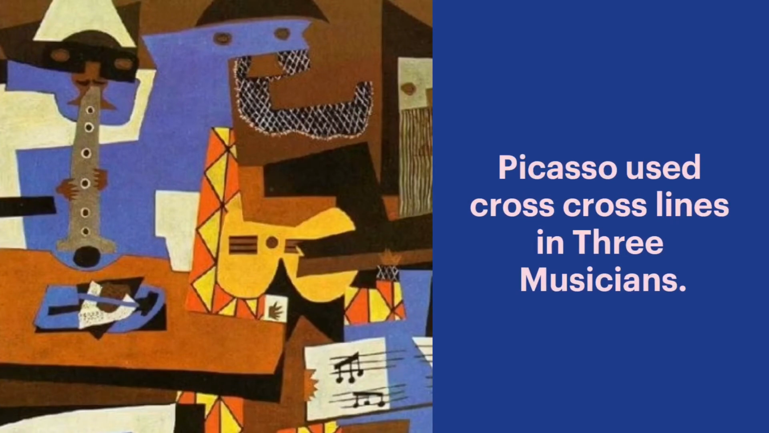There are actually lots of examples in this painting by Picasso titled The Three Musicians, but if you look at the middle musician's beard, you can see crisscross lines in his beard.